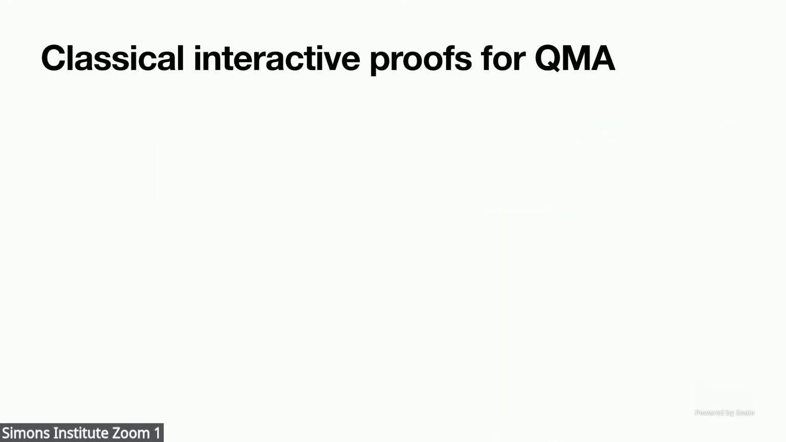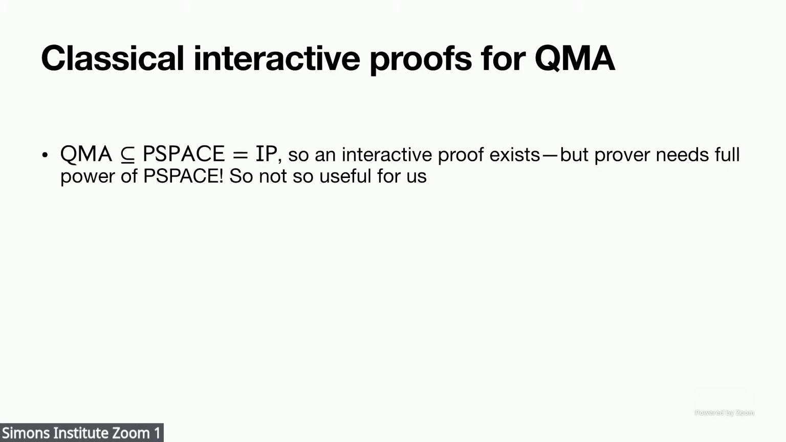Okay, now let's move on to quantum classes. So the quantum analog of NP is QMA. So what's the story with QMA? Well, first you might just ask, what is the interactive proof story for QMA? There's a trivial thing you can say, which is that QMA is contained in PSPACE, so therefore it has an interactive proof. But this interactive proof is kind of useless, right?